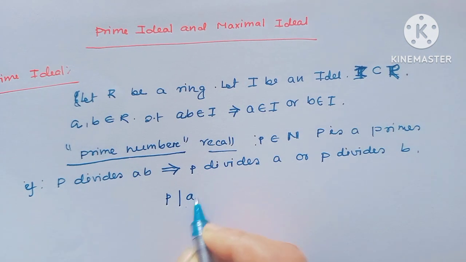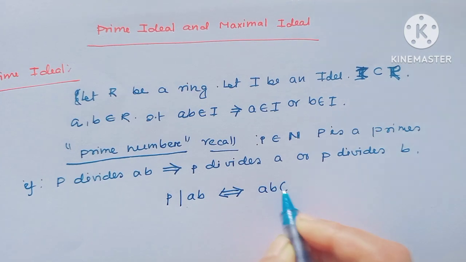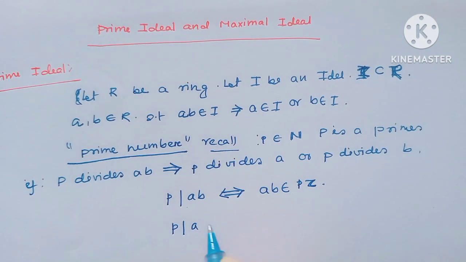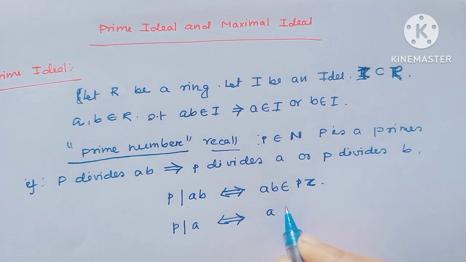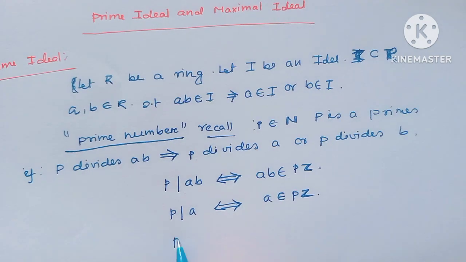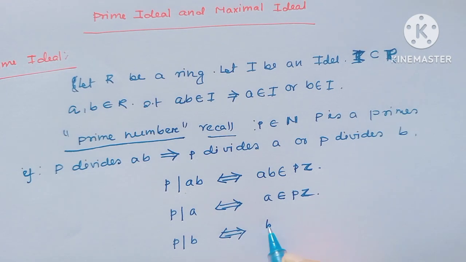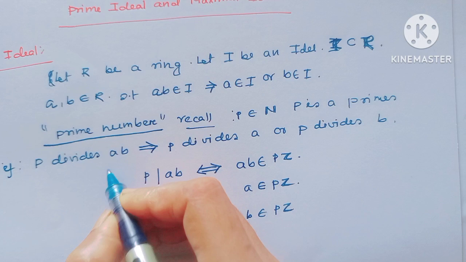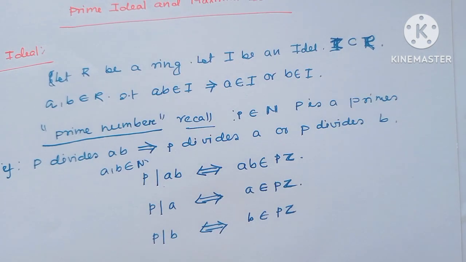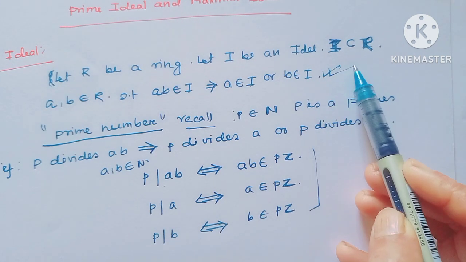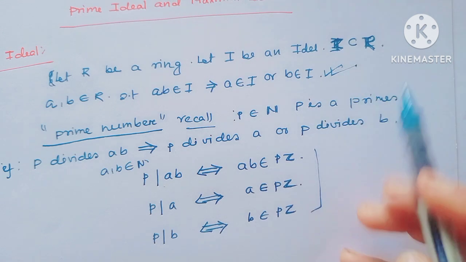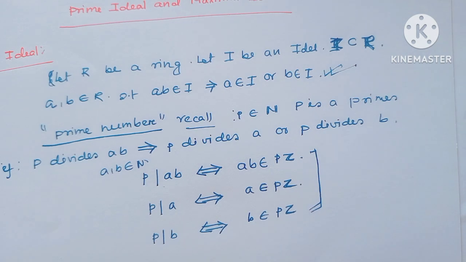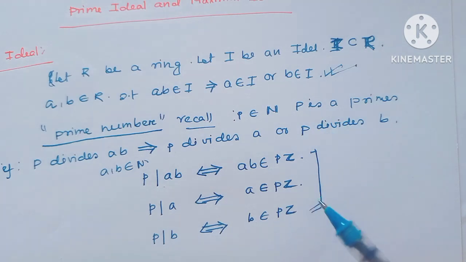That means p divides ab. This implies ab belongs to pZ and p divides a. That implies, this is an if and only if condition, a belongs to pZ, and p divides b implies b belongs to pZ. So here, obviously, a and b belong to positive integers. That means the prime number which I have read in school, which divides only itself and 1. So this is the similar notion as prime ideal. Prime ideal is a generalization of prime number.